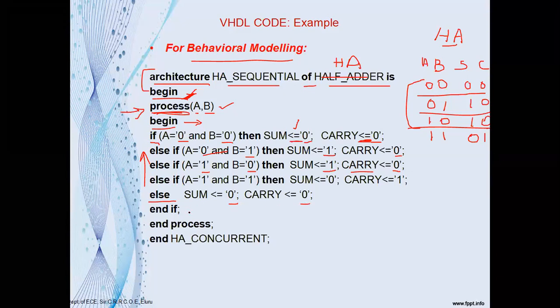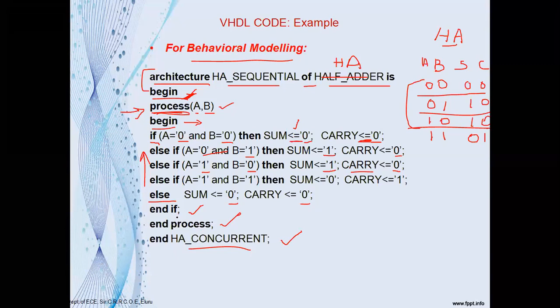And you're terminating the if process. You're using the if statement and you're terminating that if process, you're terminating the process with end process, and you're terminating the architecture with the end name of the architecture. So this is the behavioral modeling style here, where the statements are executed in an order.